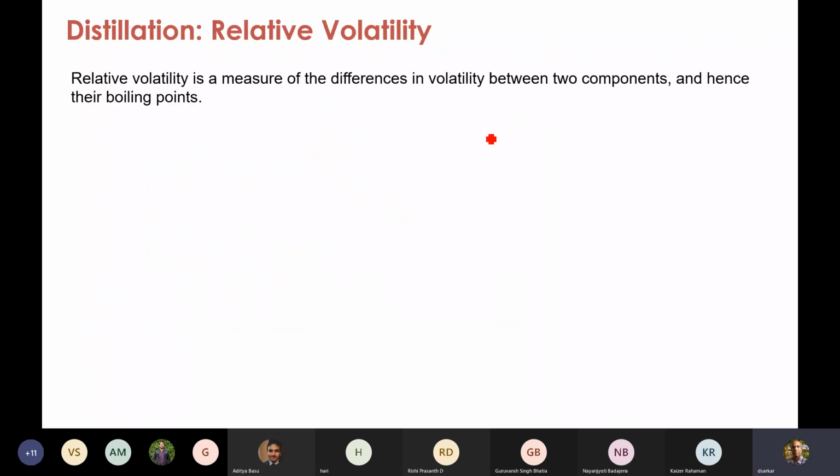Okay, so now let us come to what will be required to do in the lab. Let us start with a review of this definition, relative volatility. You know that this is nothing but a measure of the differences in volatilities between two components.